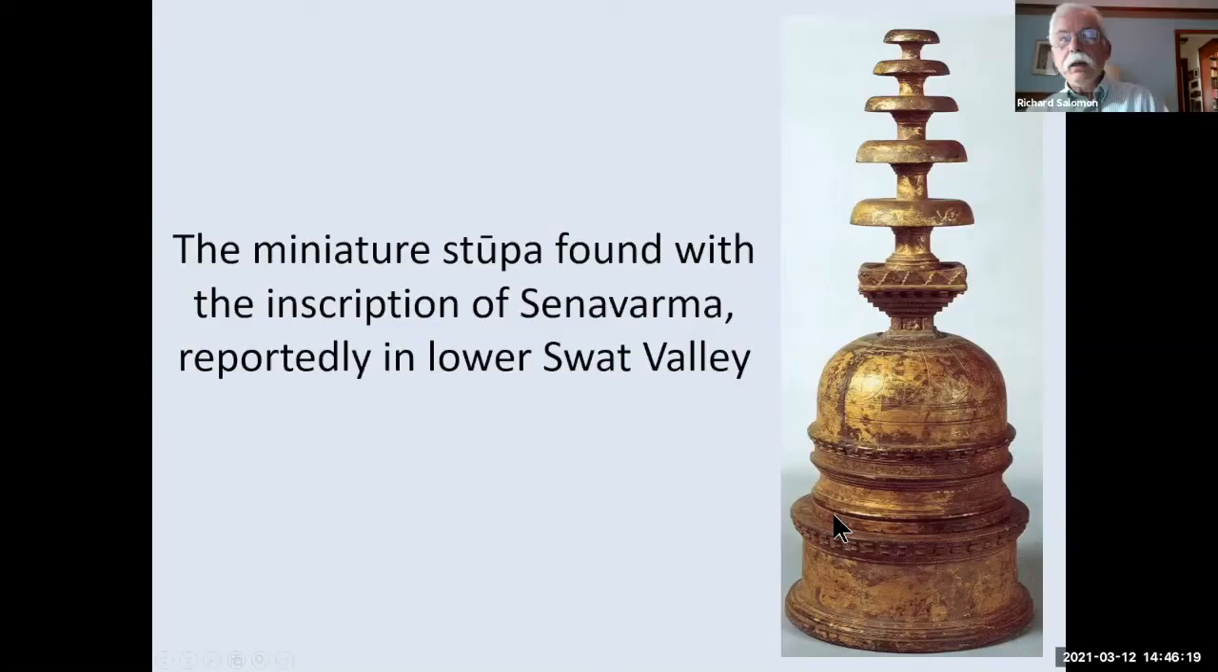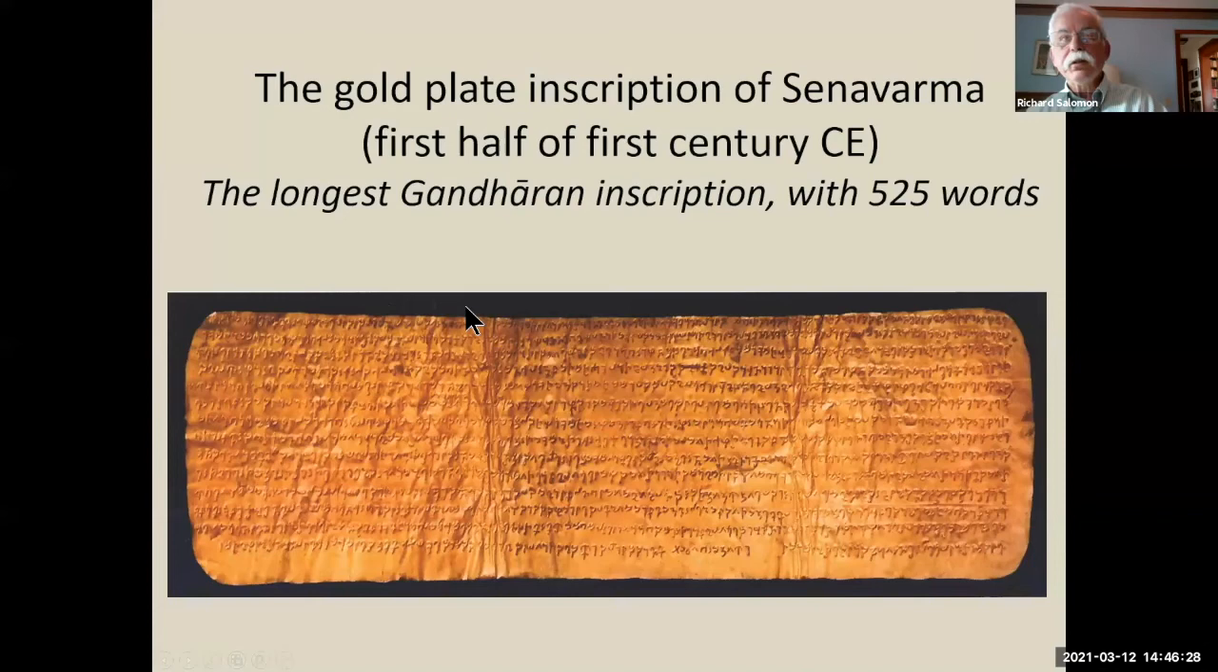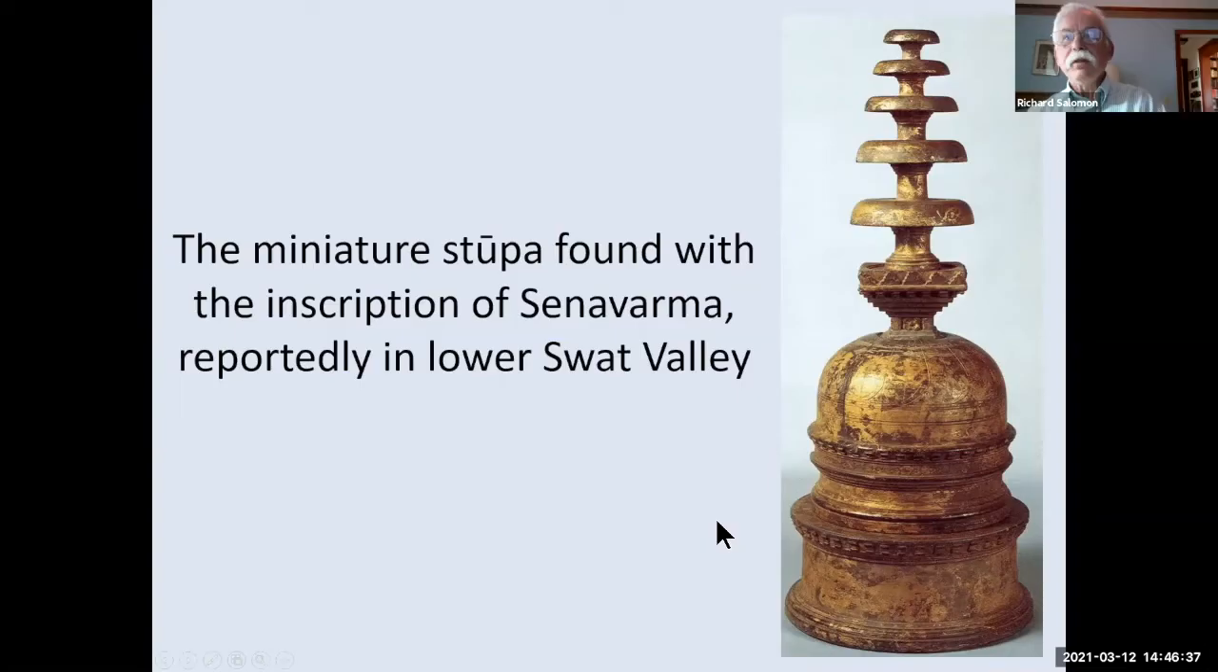And this is another model, miniature or model reliquary, but this is considered much larger than the one that I showed before. This is, I think, about 2 feet high or more. And this is the reliquary in which this lavish inscription was found. So this is one of the most lavish and ornate and detailed examples of all of this kind of material that we have.